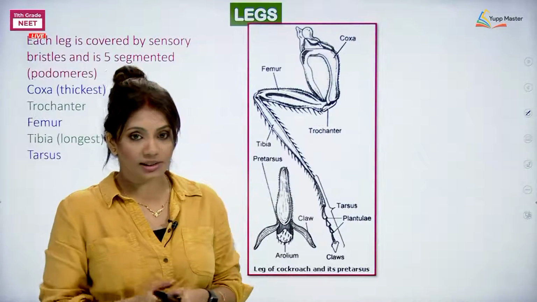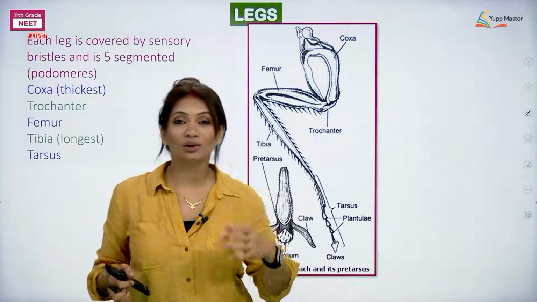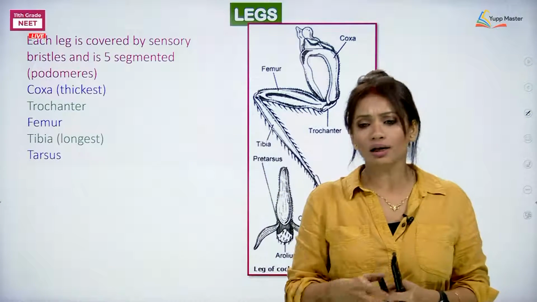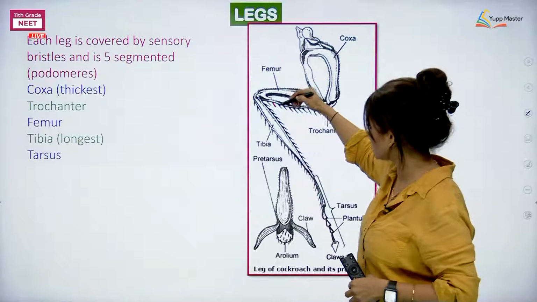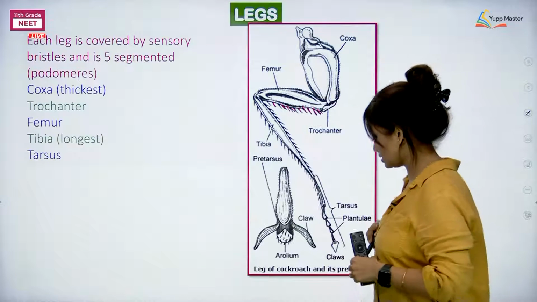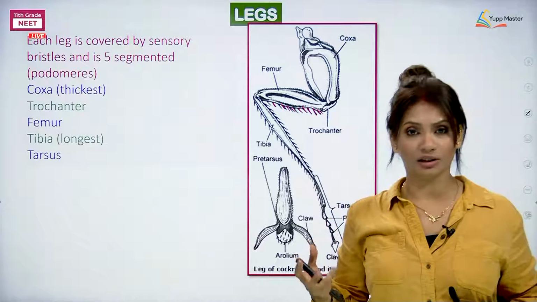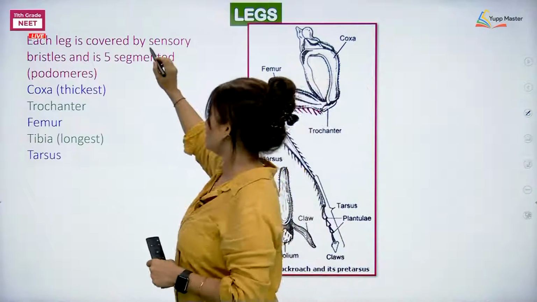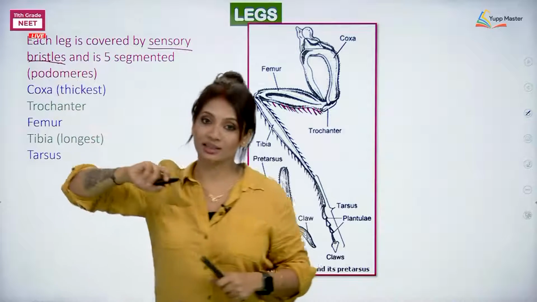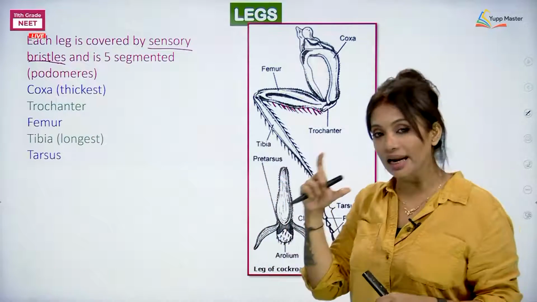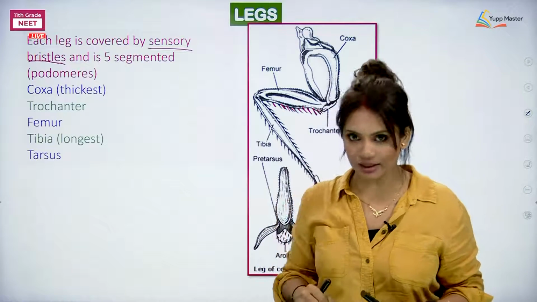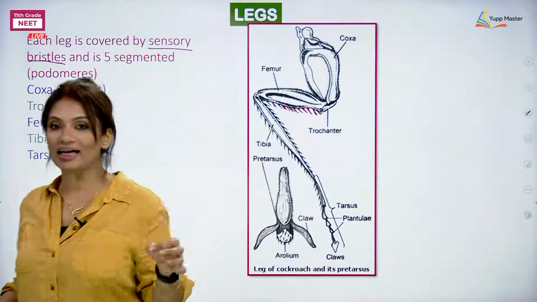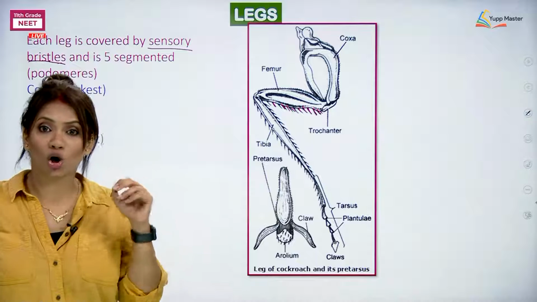Alright, now when we go into the detail of the individual structure of the legs, you can see that they are covered with these bristles. Can you see these bristles over here? The whole leg is covered with them. At some regions bristles are more, at some regions they are less. These bristles help in sense functions, that's why they are called sensory bristles. Each leg is made up of 5 segments. Because they are segments of the leg, they are called podomeres.